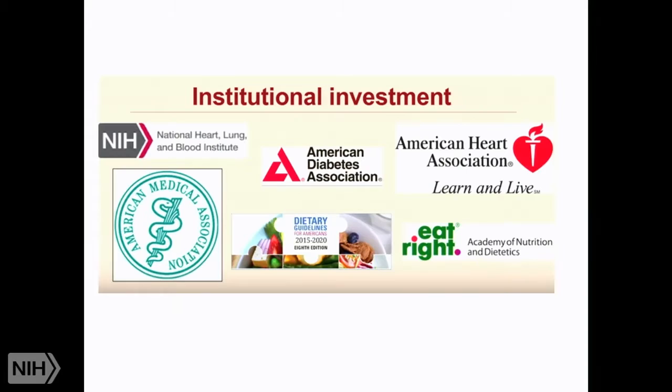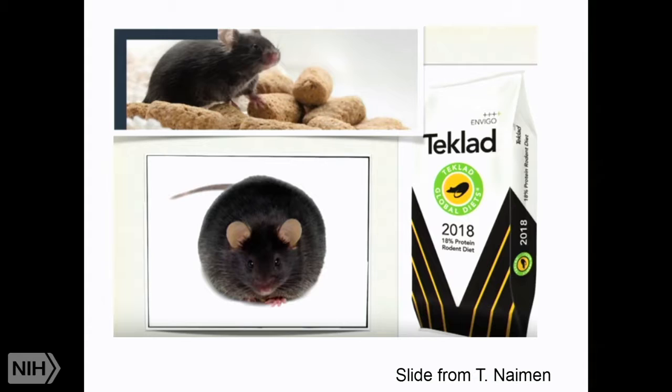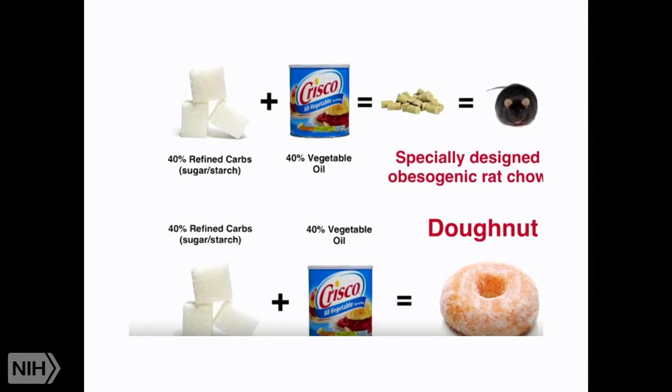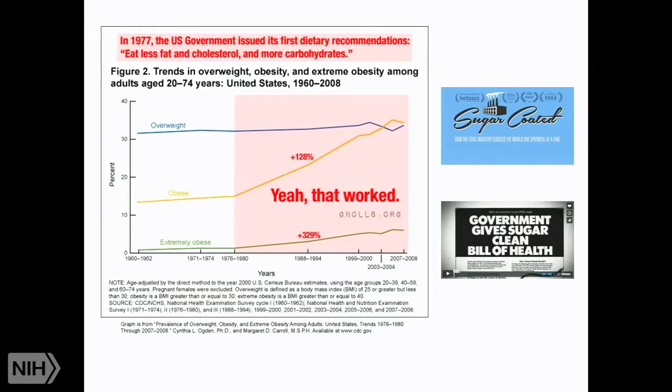And this led to institutions adopting these recommendations, which are still to some degree adopted today by the American Diabetes Association, the American Heart Foundation, et cetera. And the American public did indeed follow the recommendations. Carb intake has gone up by over 30% and fat has gone down. Saturated fat went down. And what were the results of these interventions? Well, here's an obesogenic diet that's given to fatten up rats. And in fact, our diet of 40% refined carbohydrates and 40% oil, which is a donut, is exactly what's given to rats. And it's what's currently the standard American diet. And this has resulted in a stark increase in obesity and overweight.